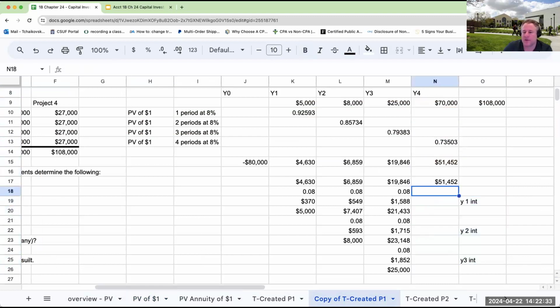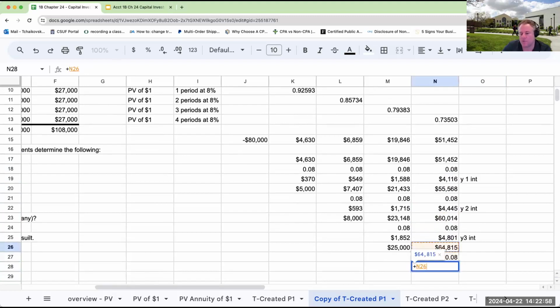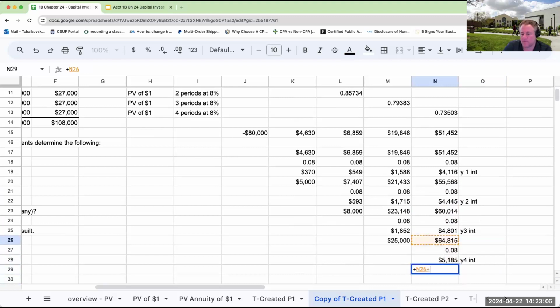So we take this amount, we invest it for the first year, interest earned 4,116, add that to the principal. Second year, invest that at 8%, which is our market rate of interest. We get 4,445. This is now worth 60,014. I invest that amount in year three. The value of this is now going to be 64,815. I reinvest that at 8%. And this is worth 70,000.